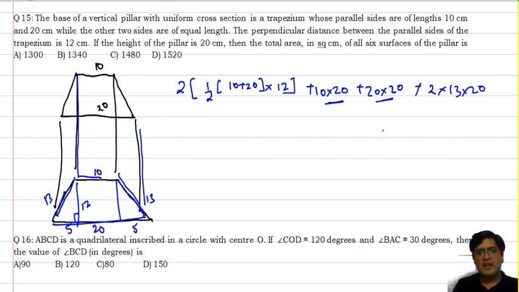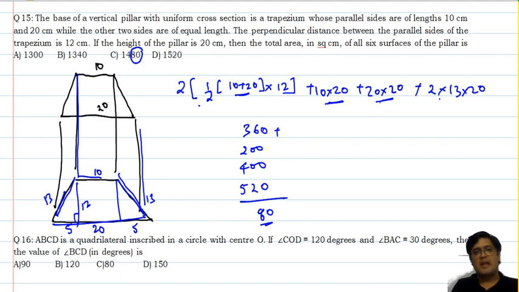If you are in a hurry and you're not very confident of calculations, use a calculator if you have to. This is 30. This half and half is cancelled. 30 into 12 is 360. This is, I'll write in a vertical manner, 200, 400. And this is 26 into 20. That is 520. So I have got 80 in the end. And this is the only answer option with 80 in the end. So if you are sure of your steps, your answer is ready.